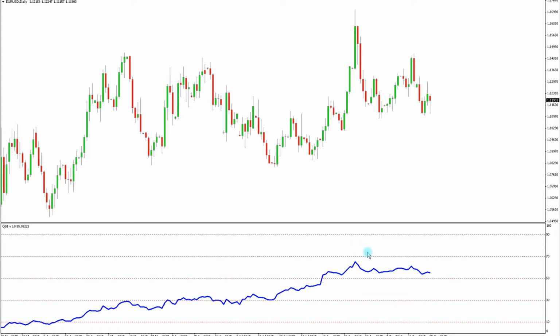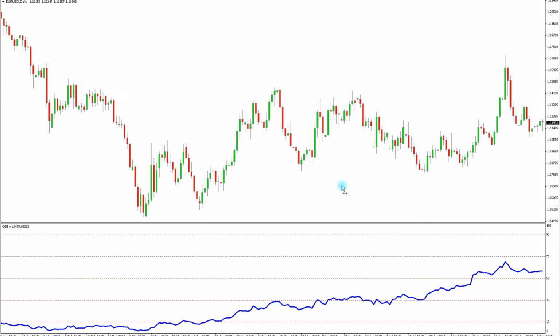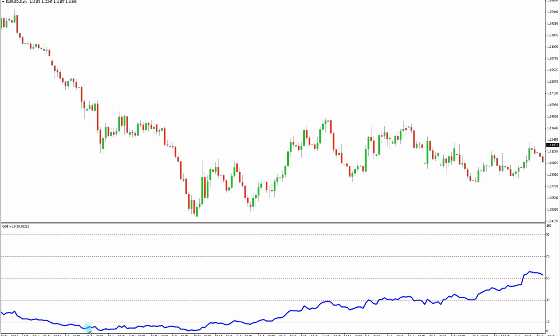The second barrier is 70 and 30, like the RSI, for instance. So when we are above 70, we are in the area where it is possible that we are oversold or overbought, but it depends on fundamentals. And the same thing when we are below 30. And finally, the area that is the most interesting is when we are below 10 or above 90. So this is an area where it is very likely that we are overbought or oversold.